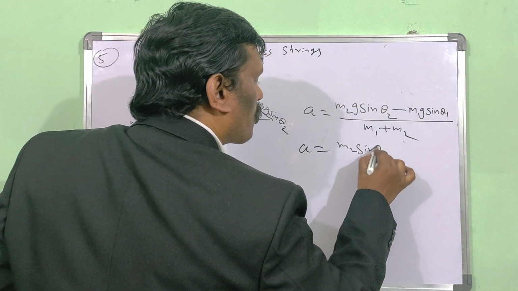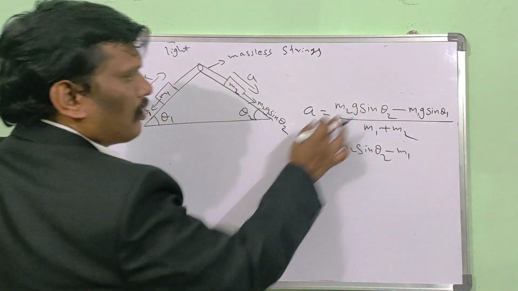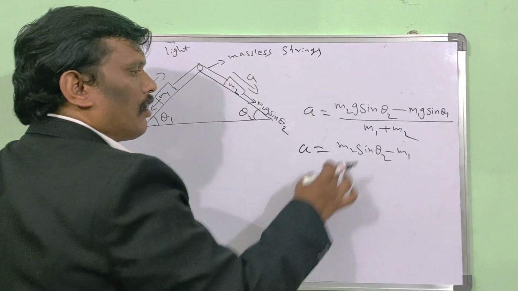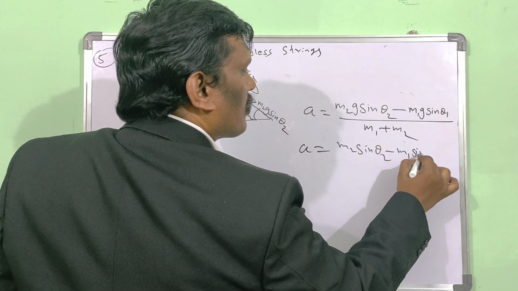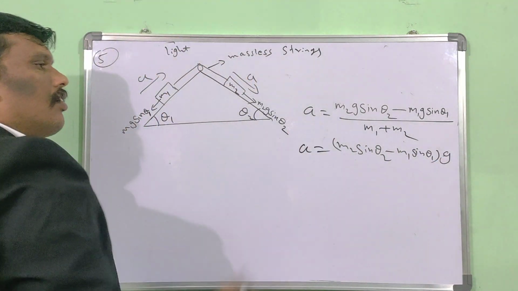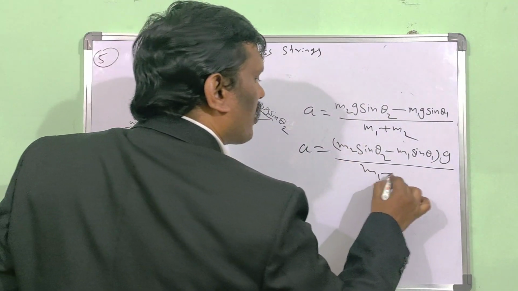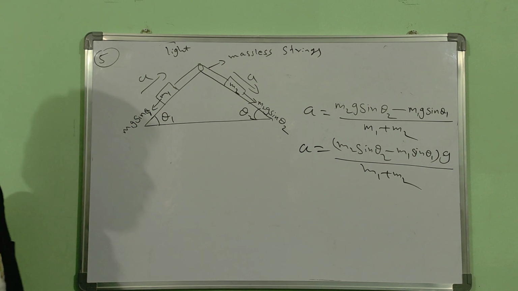So then what will happen? m2g sin theta 2 minus m1... I'm taking g as common from both terms in the numerator. So m2 sin theta 2 minus m1 sin theta 1, times g, upon m1 plus m2. That's all. This is the acceleration of this system.